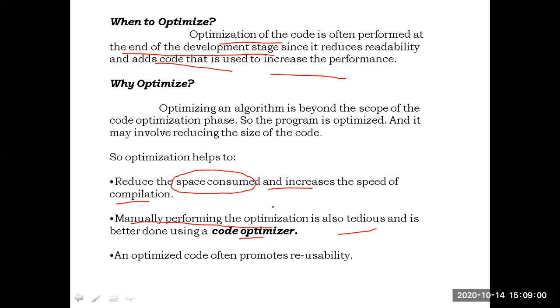After the development stage, it is better to optimize the code. That means after complete development of the source code, it is better to apply the optimization. Clear? Why do we need to optimize? Generally, optimization of the algorithm is not possible, that's why the source code is optimized. If we optimize the source code, the following are the benefits: it will reduce the space required, that means the size of the program will be reduced, and also it will increase the speed of execution.